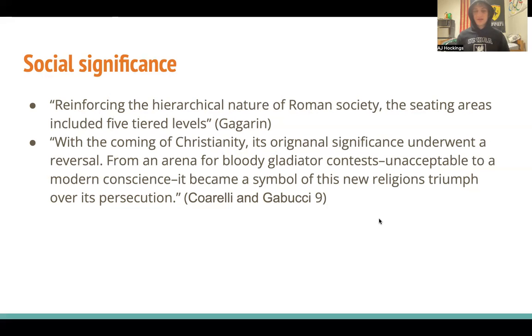Another point that I'd like to make is that Vespasian dedicated this to Emperor Nero, and Nero is known for his persecution of the Christian people. So it's kind of a little side note about Christianity in the Roman Empire and how they coincide.